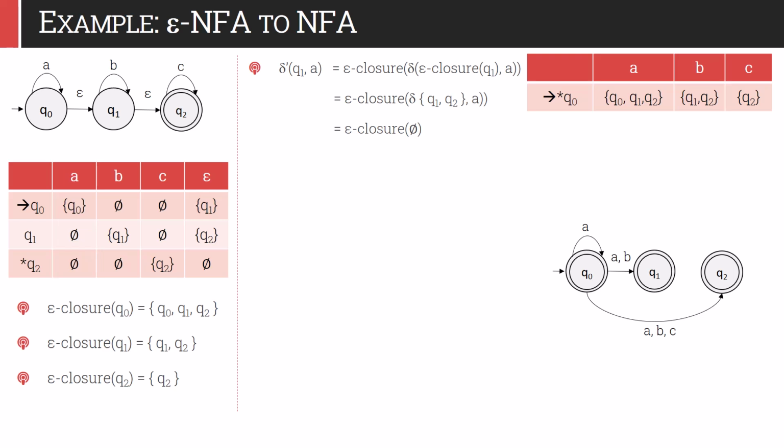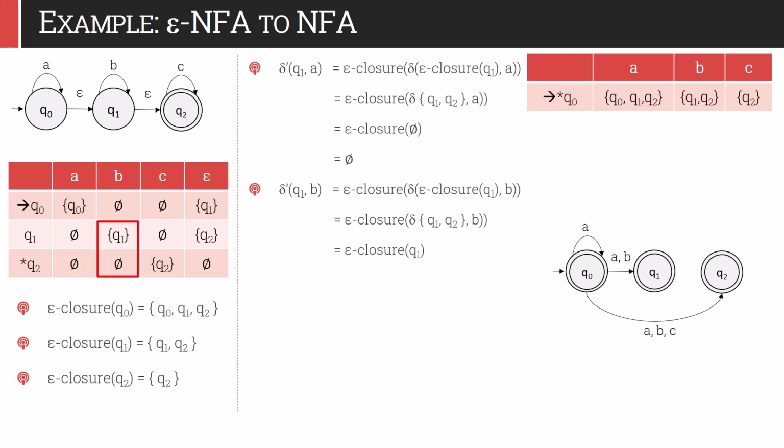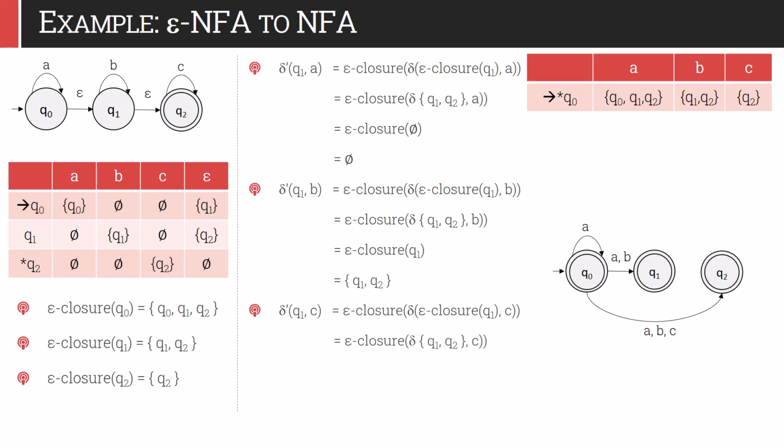Fine. There is no transition for input alphabet A from states Q1 and Q2. So this is phi, and epsilon closure of phi is always phi. Next, for B, the epsilon closure of Q1 would be Q1, Q2, and on input alphabet B, we have one transition from state Q1, that is Q1 itself, and that will give us the output Q1, Q2. And similarly for delta dash Q1 comma C, this is how we can compute the closure. Epsilon closure of Q1 is Q1, Q2, and from Q2 we have one transition on input alphabet C, that is Q2. And hence the output would be Q2.